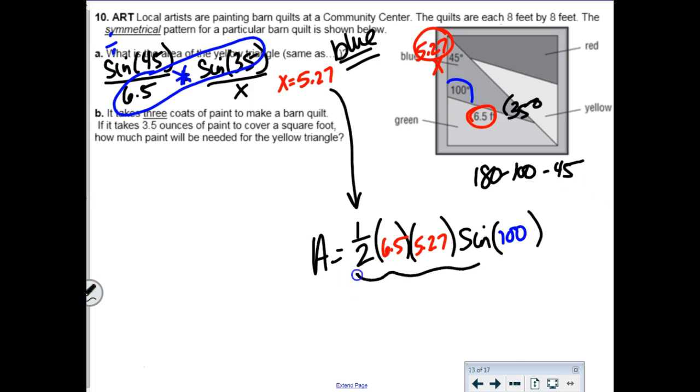So on your calculator, I got approximately 16.9, but I don't know if I truncated in my math or not. What'd you guys get? About 16.9? Okay, that's good enough. Feet squared.